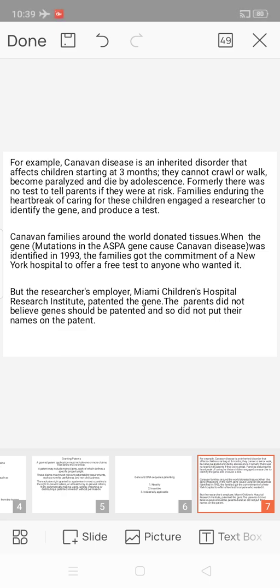Canavan families around the world donated tissues. When the mutation in the ASPA gene that caused Canavan disease was identified in 1993, the families got the commitment of a New York hospital to offer a free test to anyone who wanted it. But the researcher's employer, Miami Children's Hospital Research Institute, patented the gene. The parents did not believe genes should be patented and so did not put their names on the patent.